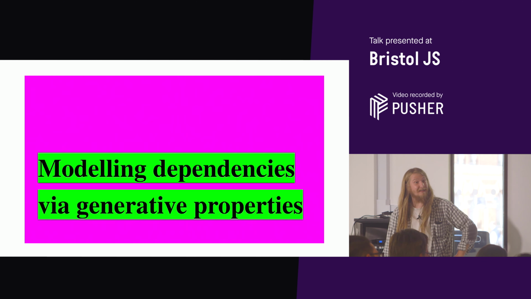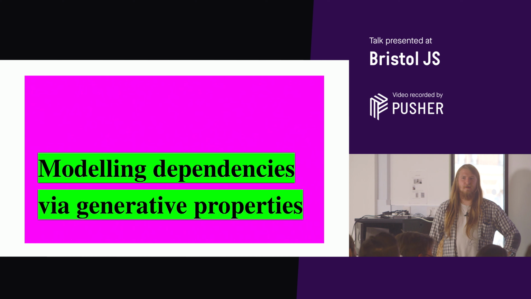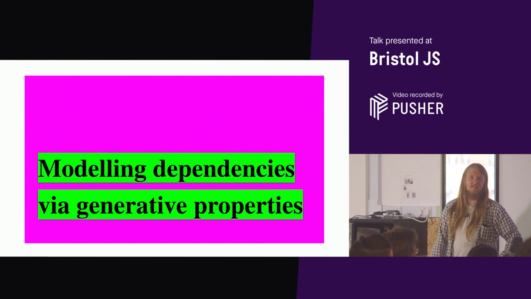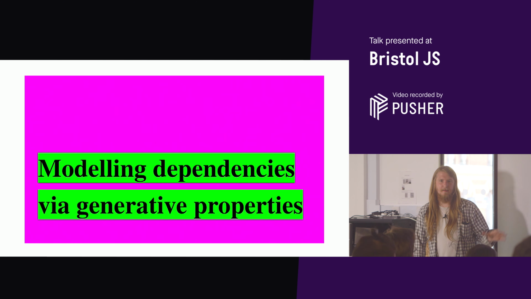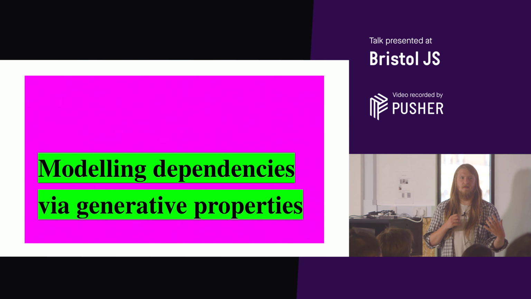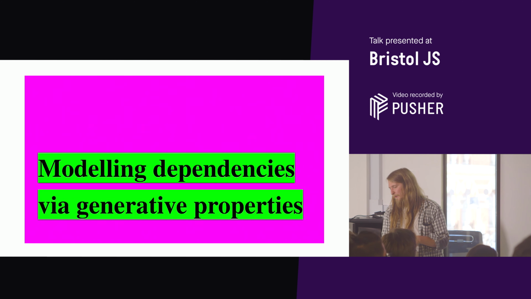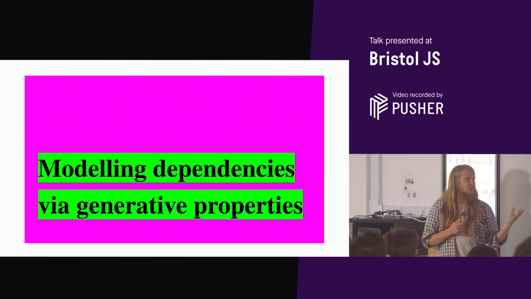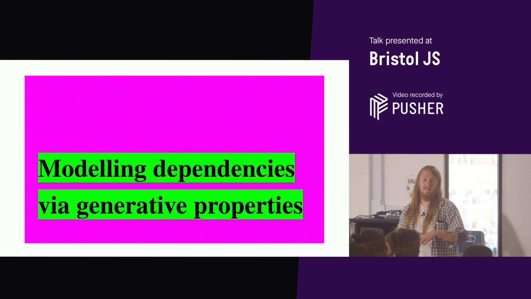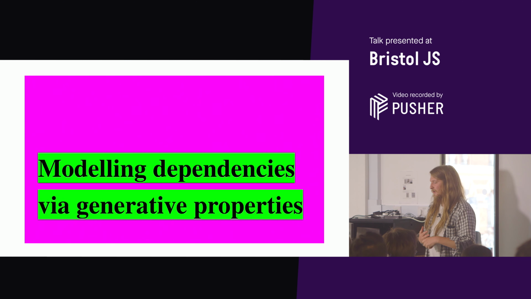So, modeling dependencies as generative properties. Are dependencies any different to function arguments? In my opinion, I would say no, they are the same thing. I think it's a false dichotomy that people think of values and then the rest of their program as fundamentally separate things. I think you can actually treat your dependencies as value spaces in much the same way you treat any other kind of input to your functions.